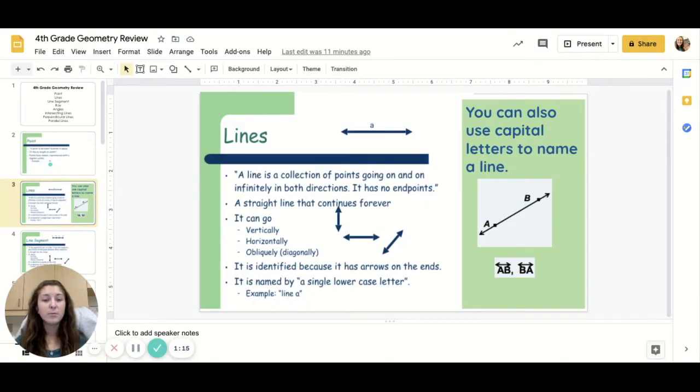It can go a couple different ways: vertically, horizontally, or obliquely, which is also diagonally. And it's identified because it has arrows on the ends. So a good way to realize that it's a line is because it has those two arrows right there on the ends. You can also use letters in order to label this. For example, over here, you can see that this line is labeled as line AB or line BA.